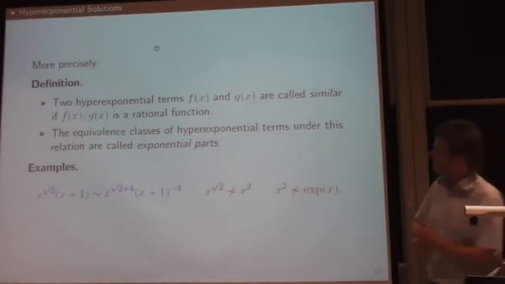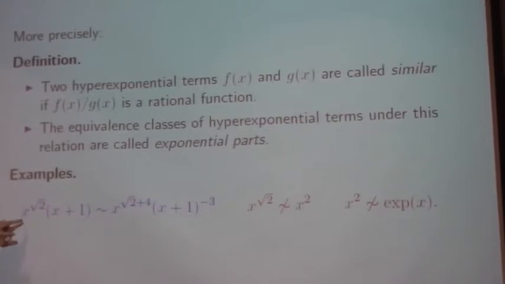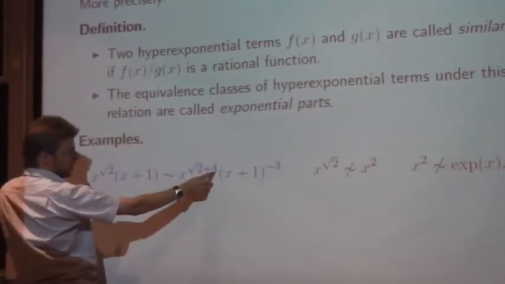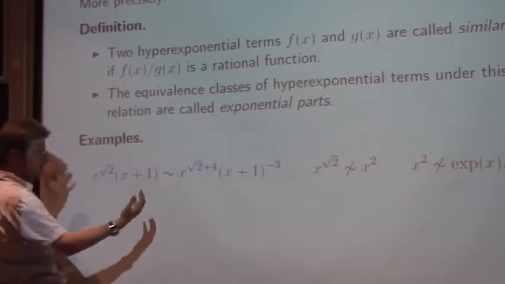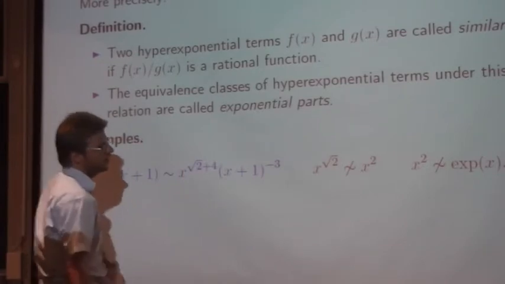So here are some more fancy examples. This and this are equivalent because the quotient is a rational function. The square root of 2 cancels out and there remains a 4. 4 is an integer, that's nice. So they are equivalent. They have the same exponential part.